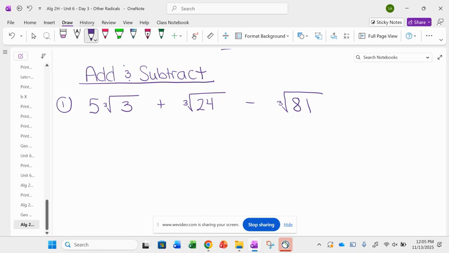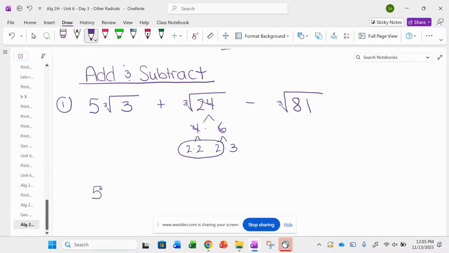Okay, same rule as before. In order to add or subtract, we need not only the same index, but we also need the same radicand, right? We need the same index and we need the same radicand. So 5 times the cubed root of 3, I can't do anything with that, but the cubed root of 24, can we simplify that? Absolutely. So we can break this down into 4 and 6, and then 4 becomes 2 and 2, and 6 becomes 2 and 3. So there's my triplet right there of 2's.